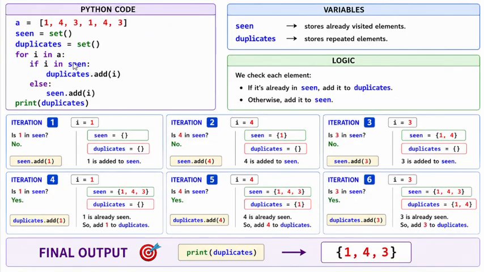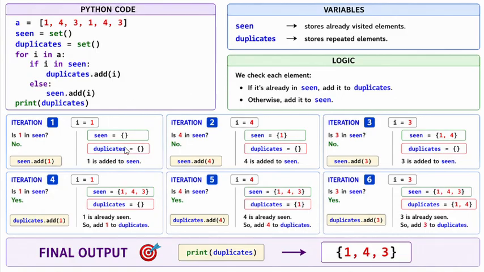See here, we are using two sets. One is seen, which stores the already visited elements. Another one is duplicate, which stores the repeated elements. We have a small logic here. We will check each element. If the element is already in seen, it is added to the duplicates. If it is not, it is stored in seen. Now we will go through each and every iteration.